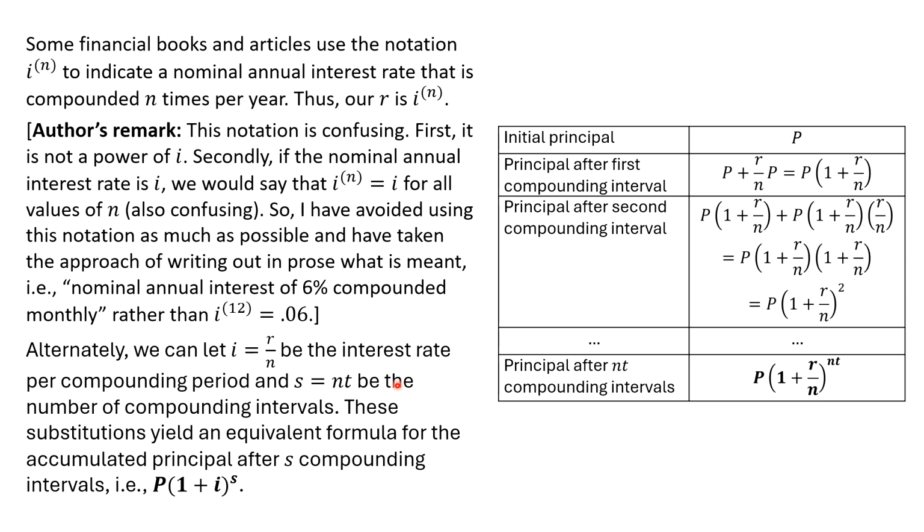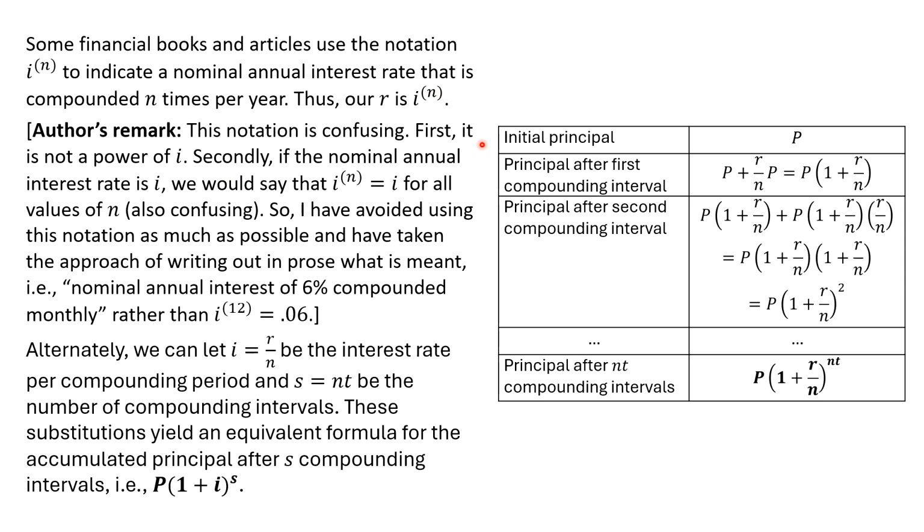A couple of other things just in terms of notation, which I'll mention here. It's a notation I'm not going to use, but you may see it if you look in other financial books. They sometimes use this notation I to the N to indicate a nominal annual interest rate that is compounded N times per year. So this is basically our R, written as I to this N notation here.